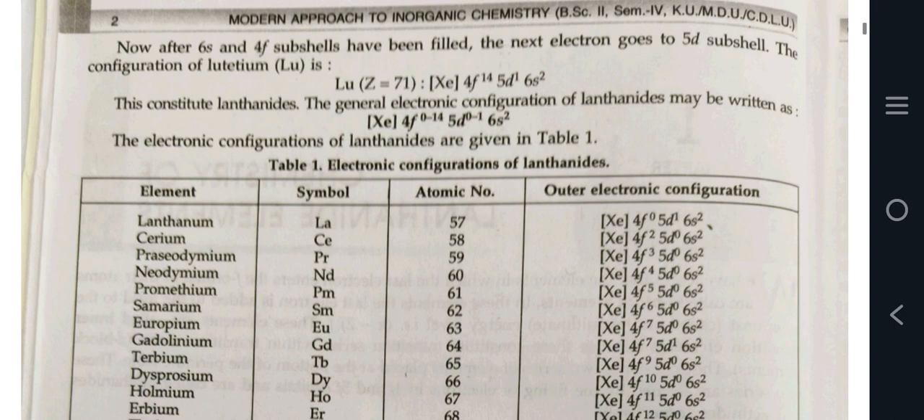Now, after the 6s and 4f subshells have been filled, the next electron goes to the 5d subshell. The configuration of lutetium, Lu, atomic number 71, is xenon 4f14 5d1 6s2. These constitute the lanthanides. The general electronic configuration of lanthanides may be written as xenon 4f0 to 14, 5d0 to 1, and 6s2. The electronic configurations of lanthanides are given in table 1.